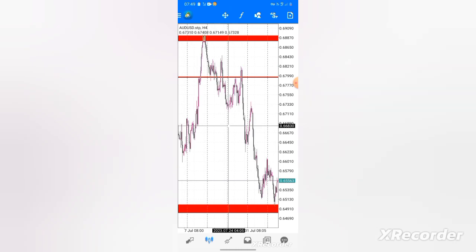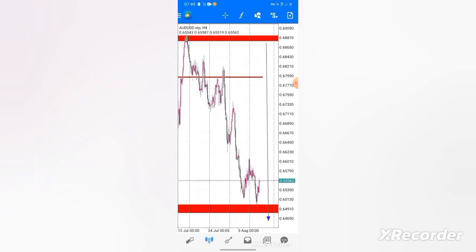This trade, guys, I opened my trade right here on AUD/USD, if you guys can remember. But I closed the trade, it was right here. But look, it went back down. So let's go to gold.